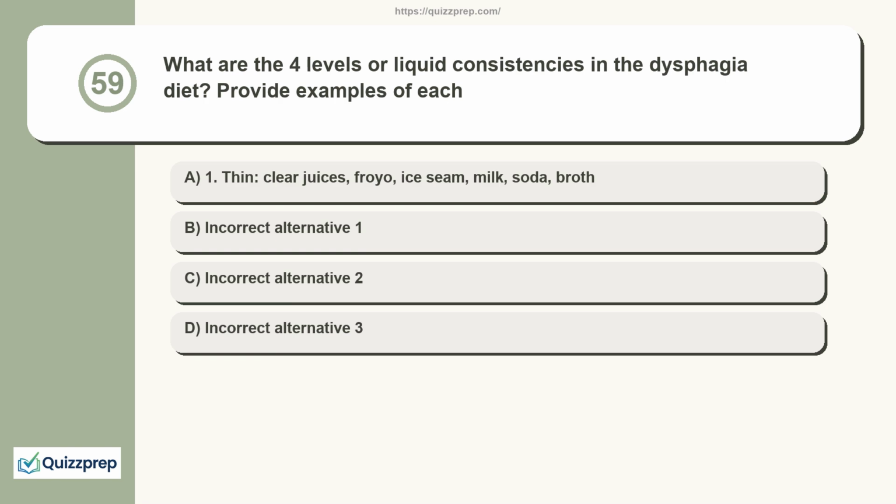Question 59. What are the 4 levels of liquid consistencies in the dysphagia diet? Provide examples of each. 1. Thin: clear juices, Freeze, ice cream, milk, soda, broth.